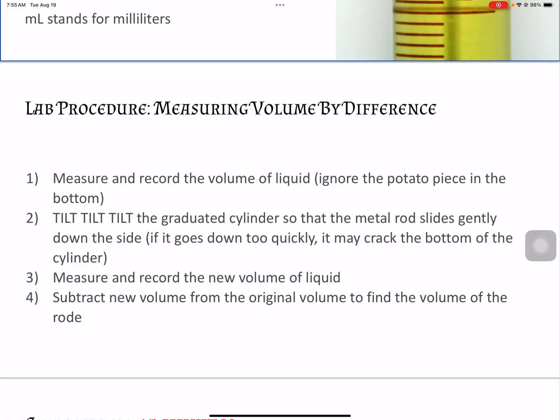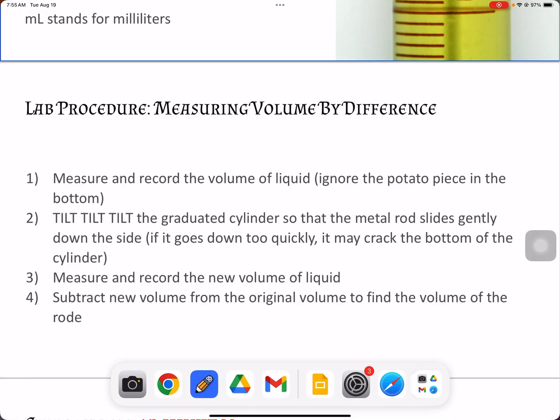So we're going to measure the volume of the cylinder that we measured the mass of, by difference. And so we're going to measure and record the volume of the liquid. I'm going to have a potato slice in the bottom to hopefully help minimize breakage. Ignore that. You're going to tilt the graduated cylinder so that the metal rod slides gently down the side, because if it goes too quickly, it is going to crack the bottom of the cylinder. Measure and record the new volume of liquid, and then you find the volume of the rod by subtracting the original volume from the new volume.